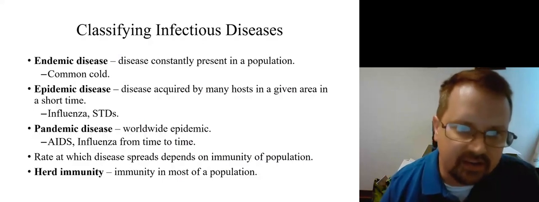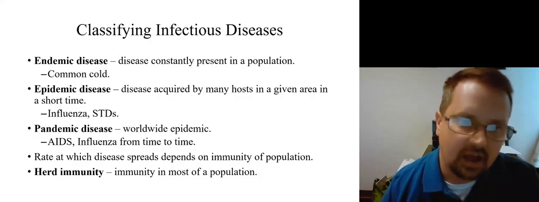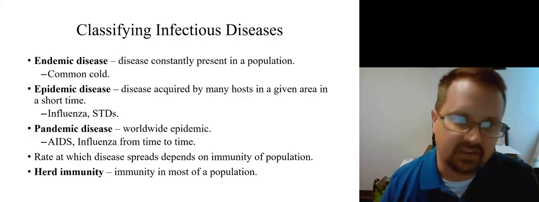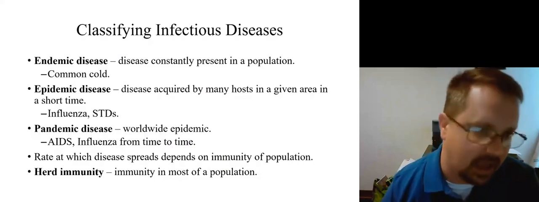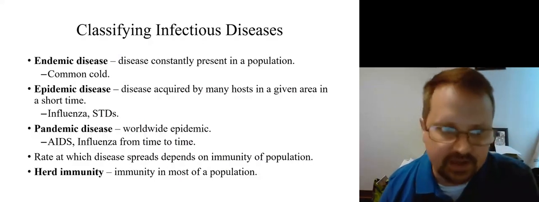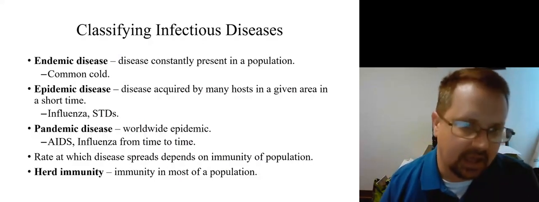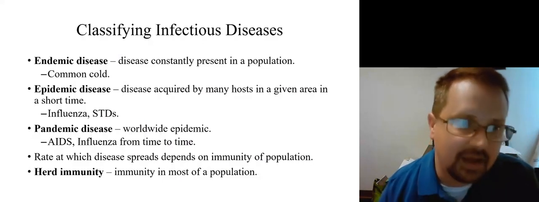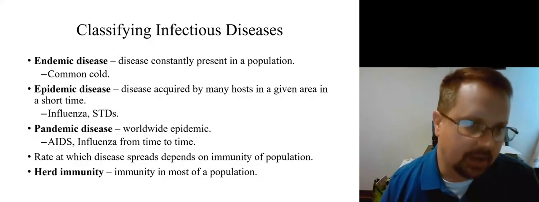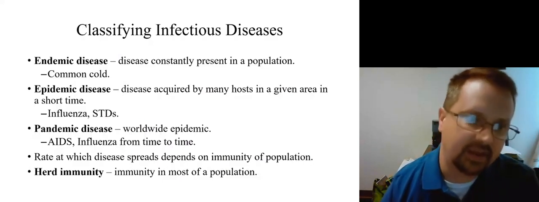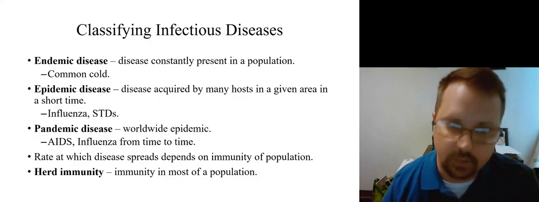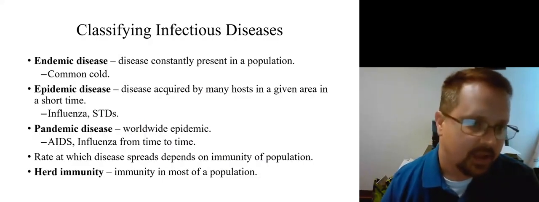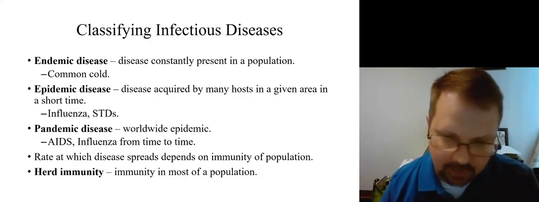There are epidemic diseases. They affect many hosts in a given area in a short time. Things like influenza become epidemic. COVID was pandemic, a worldwide epidemic. STDs can become epidemic. Pandemic is a worldwide epidemic. Things like AIDS and influenza become pandemic. COVID was the pandemic. Spanish flu, Spanish influenza.